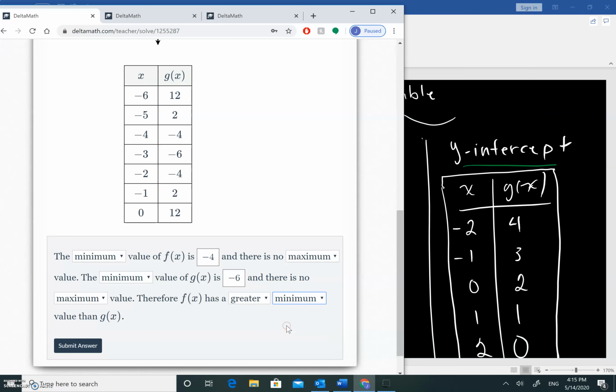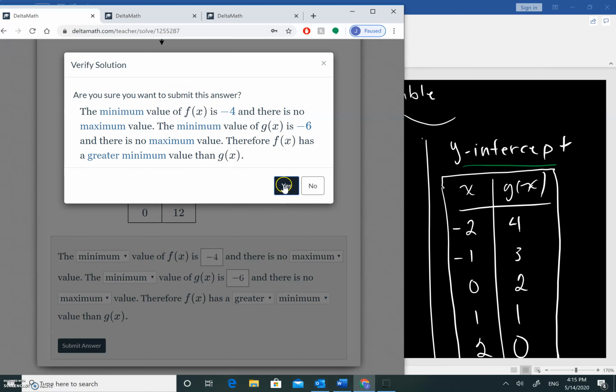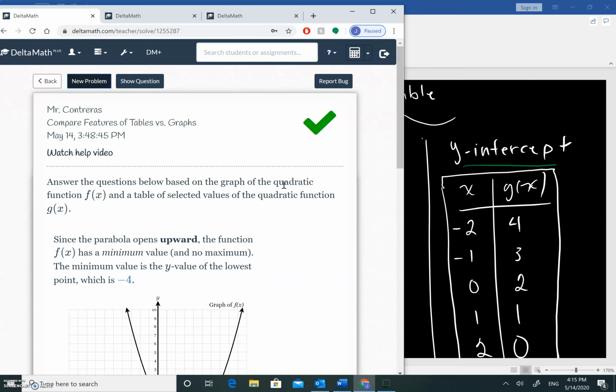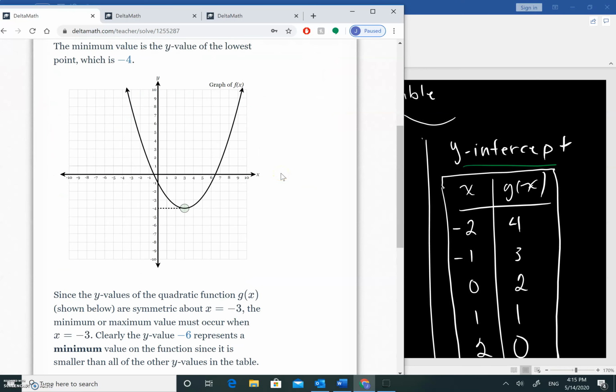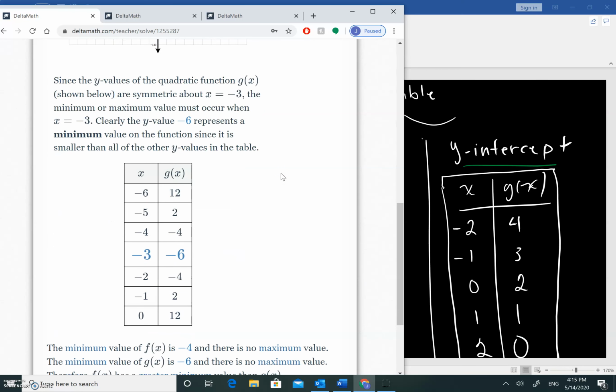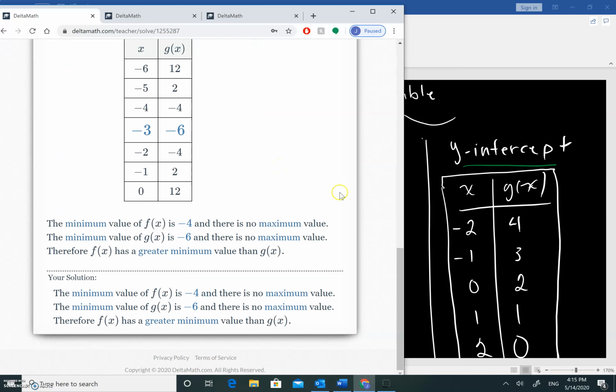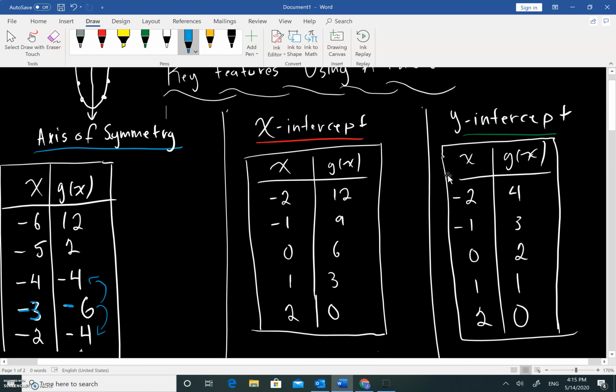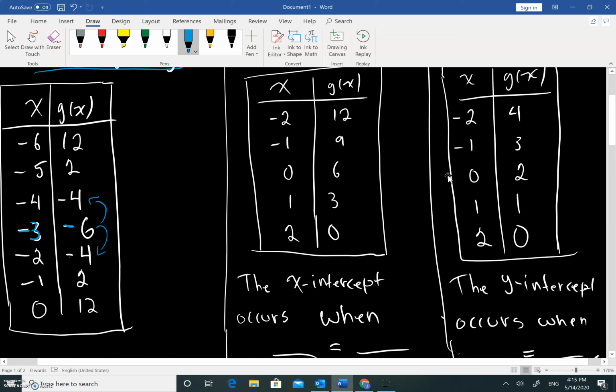Has a greater minimum than the value of g of x. So remember, the closer you are to 0, the bigger that it is. That's why f of x has a greater minimum than the value of g of x. So let's check. It's going to ask you, you want to verify? And yes. So you go ahead and it shows you the answer and the way that you can work through it. But the key part really is just identifying the axis of symmetry.